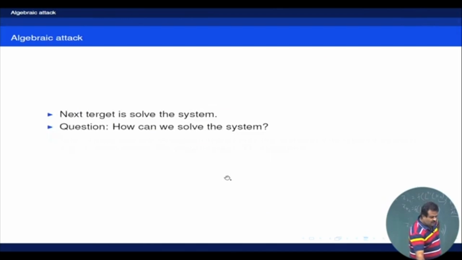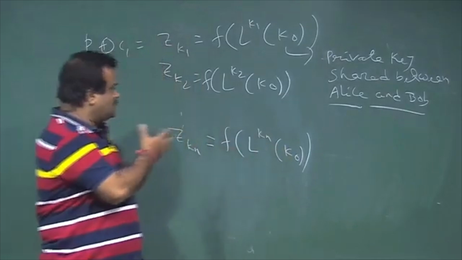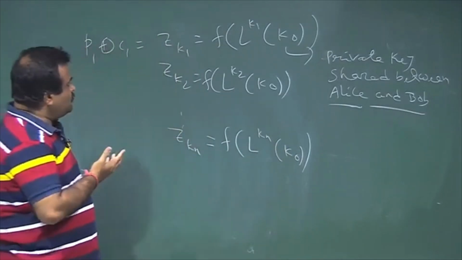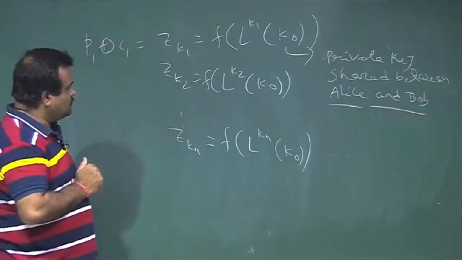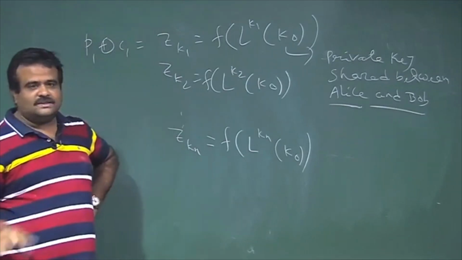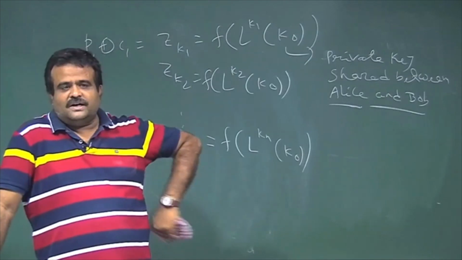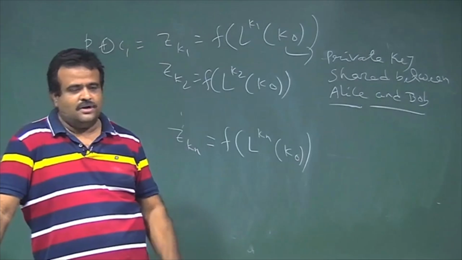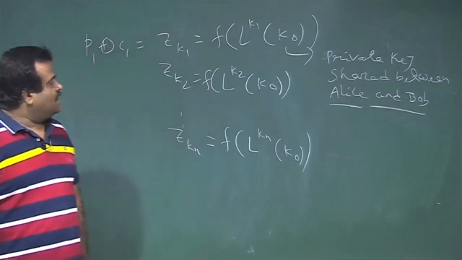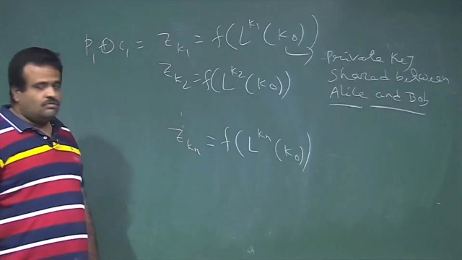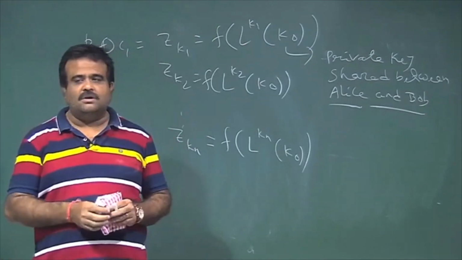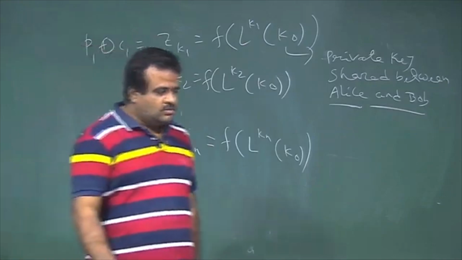So what next? Our next target is to solve this system of equations, because this system may not be linear. If it is a linear system, we can directly use the Gauss elimination method or some matrix method to solve it, but it is not always linear. So we'll try to make this system linear. That method is called linearization, and we'll talk about that.